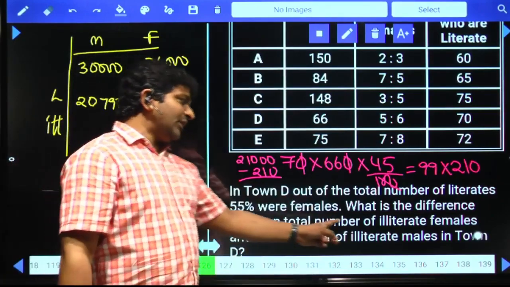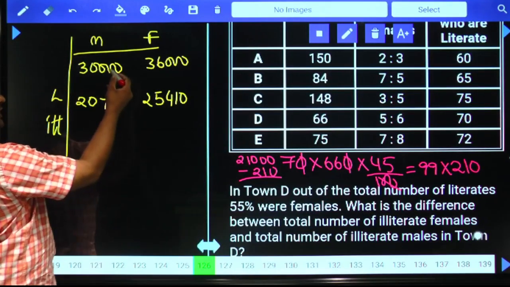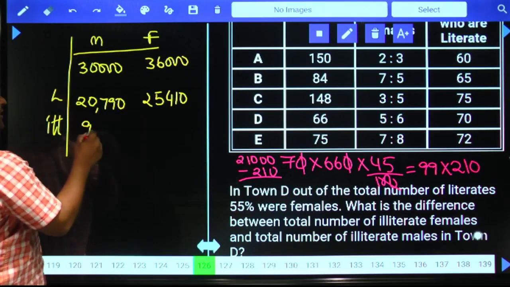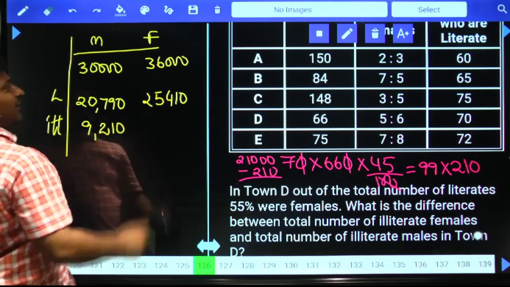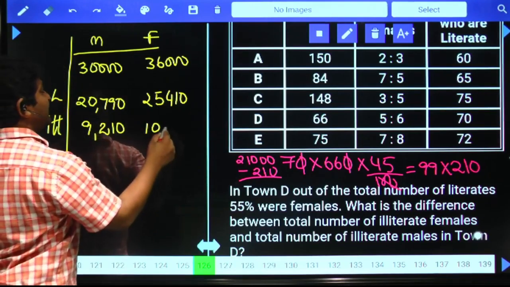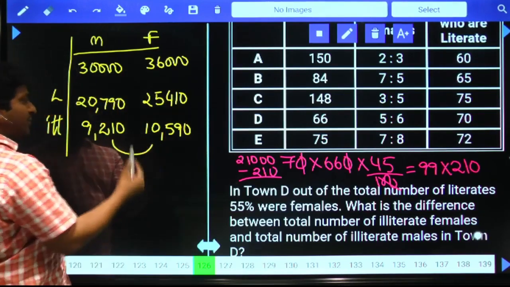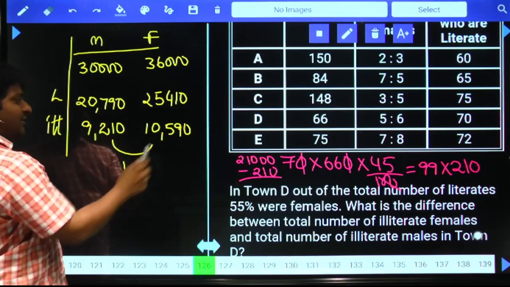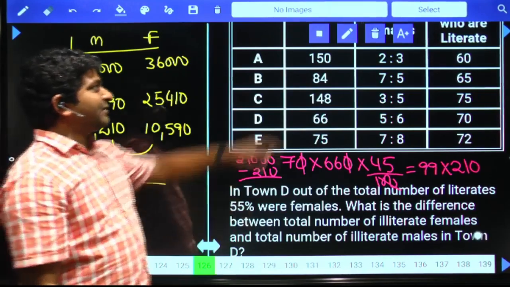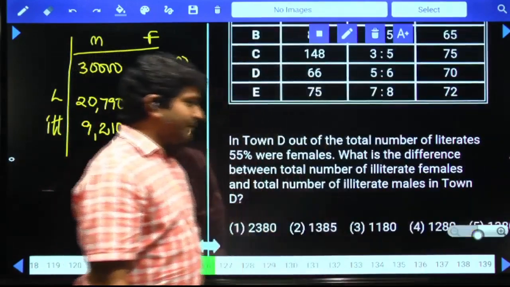What is the difference between total number of illiterate female and illiterate male? That's the difference we need to calculate. Out of total male 30,000, if 20,790 are literates, then illiterate are 9,210. Now out of 36,000, if 25,410 are literates, then 10,590 are illiterates. And your question is the difference between both the numbers. 10,000 minus 9,000, that is 1,000. 590 minus 210, that is equal to 380. 1380 is our final answer. Look at this, 1380, that is our fifth option.